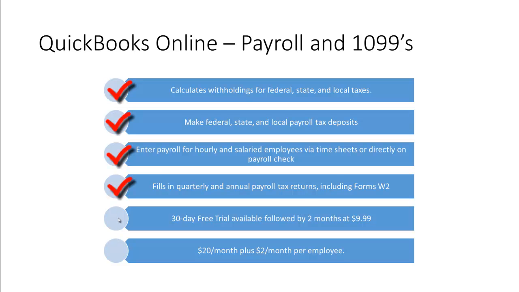The cost of payroll is an added subscription on top of the QuickBooks monthly subscription that we'll talk about in a moment. Generally, you can get a 30-day free trial followed by 2 months at a flat rate of $9.99. After that, QuickBooks Payroll is generally $20 per month plus $2 per month per employee. In other words, if you have 10 employees, the employee charge is $20 per month for the employee side, $20 per month for the flat rate, so it's $40 per month, regardless of whether you pay them weekly or daily or just once a month.